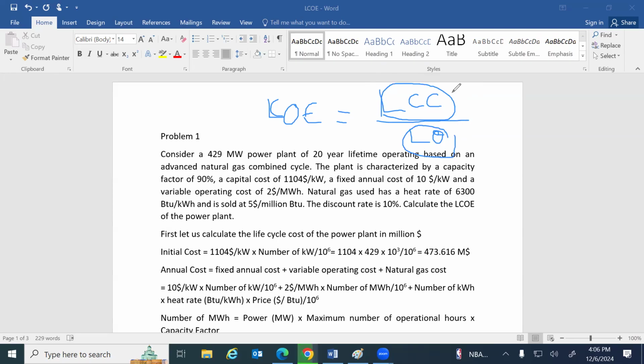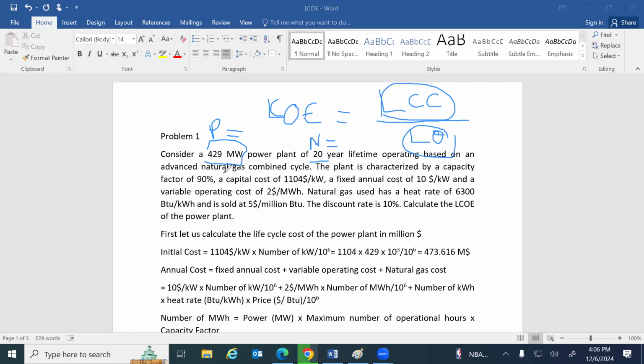Okay? Now, to start with, we need to see how to use the information given. So first, we have a 429 megawatt power plant. The lifetime N, so this is the power P. P equals 429 megawatt. We have the lifetime N. And of course, when we say we want to calculate the life cycle cost, we need to consider the whole lifetime.